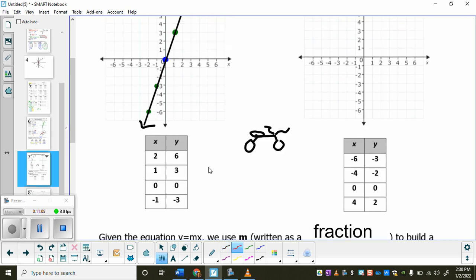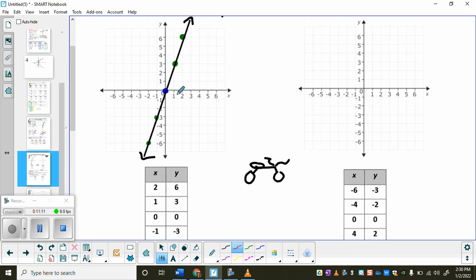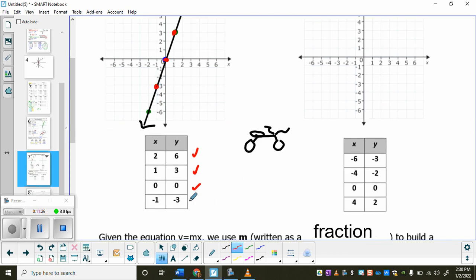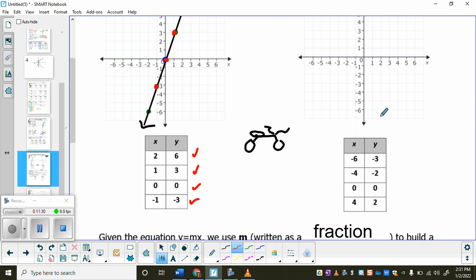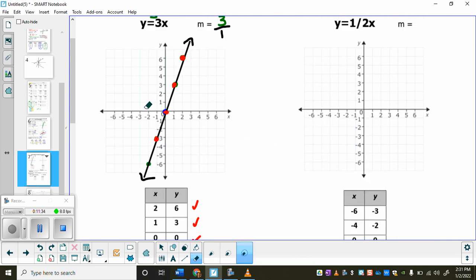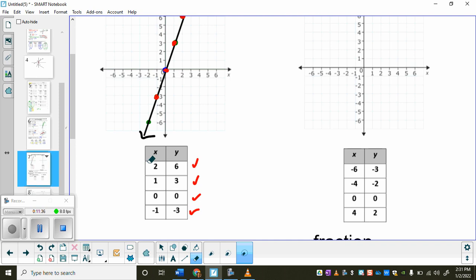Now, to prove that I'm right, if I plot the point 2, 6, if I go over 2, up 6, there's that point right there in red, so that checks out. If I go over 1, up 3, that point checks out. 0, 0, that point checks out. And if I go back 1, down 3, that point checks out. So all of these points are in fact on my line. But I'm trying to take the training wheels off of the bike here now, and I'm trying to be able to just graph the line without needing to look at and plot all these points, okay?